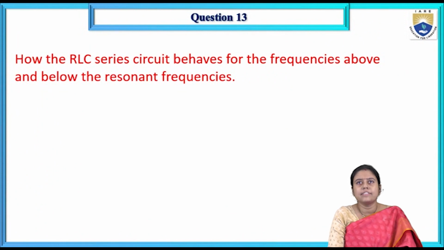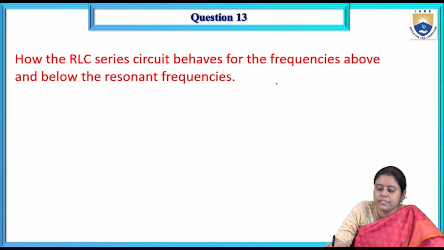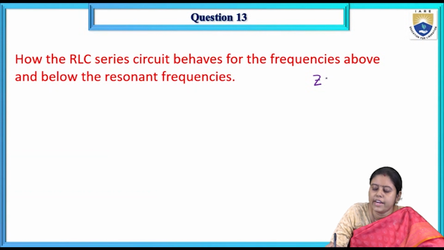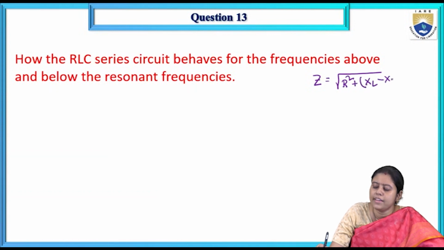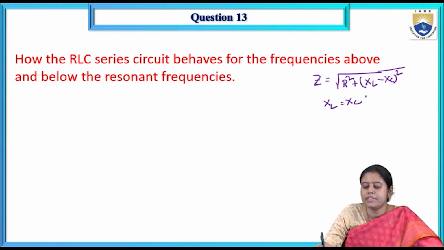Next, how do RLC circuits behave for frequencies above and below the resonant frequency? So what is the meaning of resonance? We know that in an RLC circuit, Z is equal to the square root of R squared plus (XL minus XC) squared. Now, what will happen if XL is equal to XC? There may be three cases: XL greater than XC, XL less than XC, and XL equal to XC. If the inductive reactance is equal to the capacitive reactance, they cancel out each other and Z is equal to R.